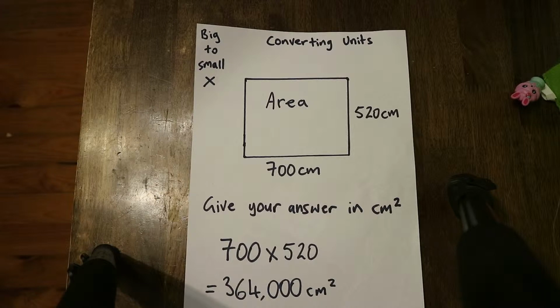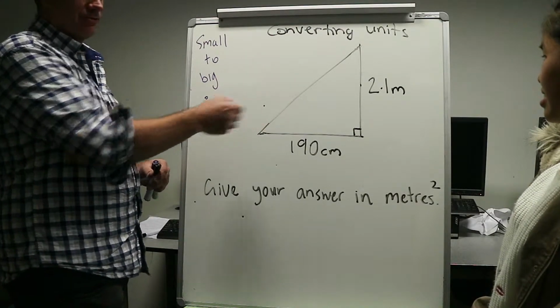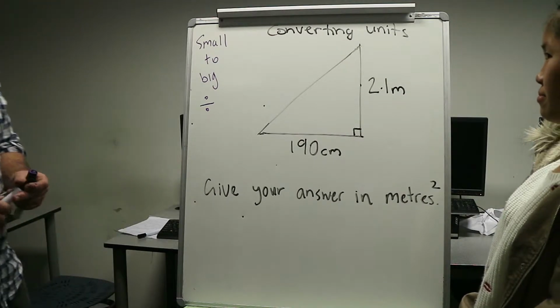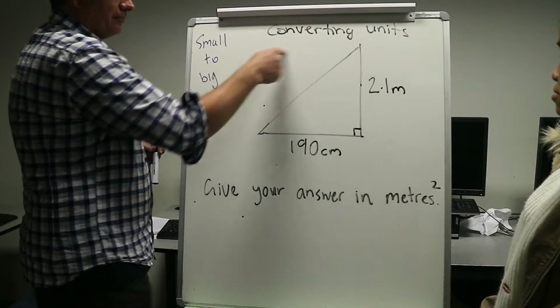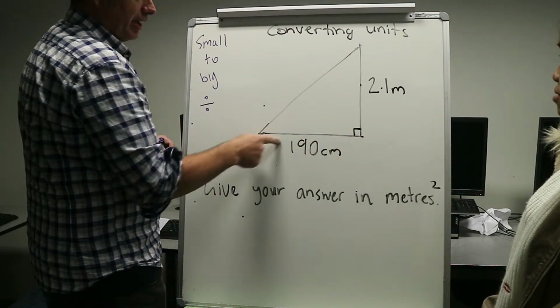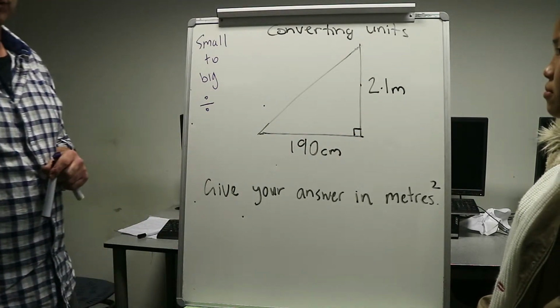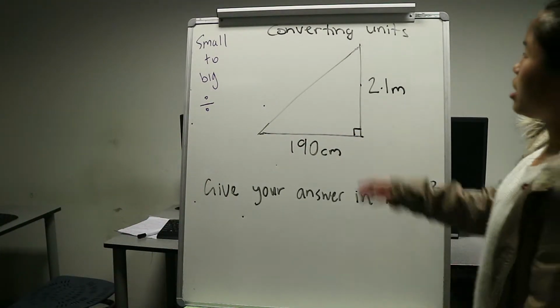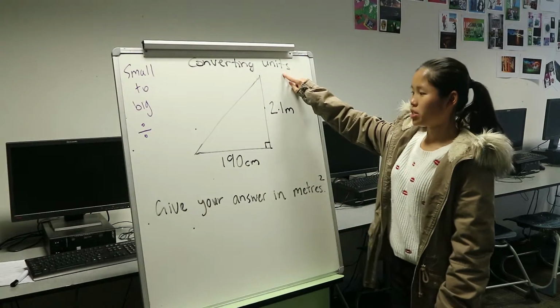This time we're going to use a triangle for our second example. Remember, the area of a triangle is a half of what the rectangle would have been. So we're still going to use the base and the height, but we have to remember to divide by 2 at the end.